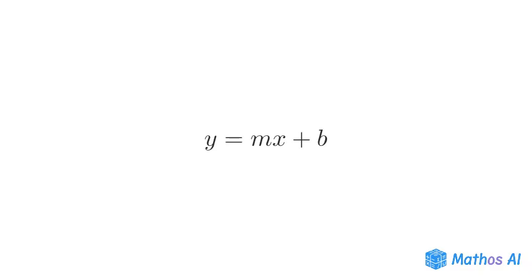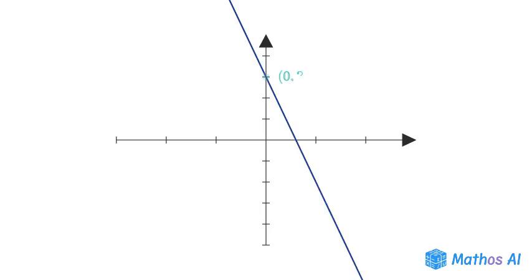Think of it like a recipe with two key ingredients, the slope, m, and the y-intercept, b. Let's visualize this. Imagine a line on a coordinate plane. The y-intercept, b, is where the line crosses the vertical y-axis. In our example, it's at the point (0, 3).